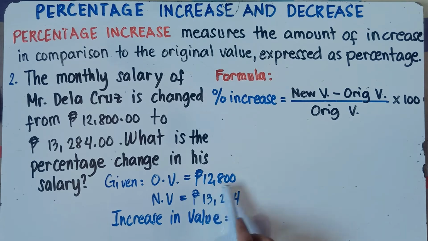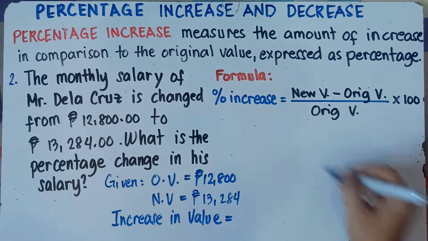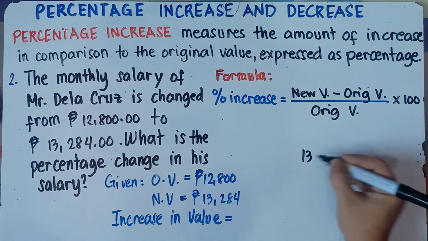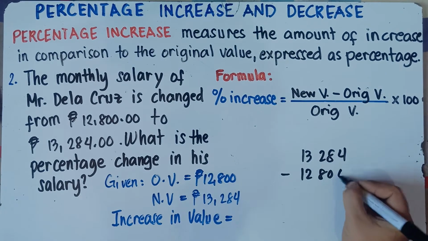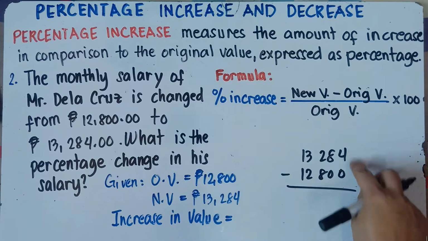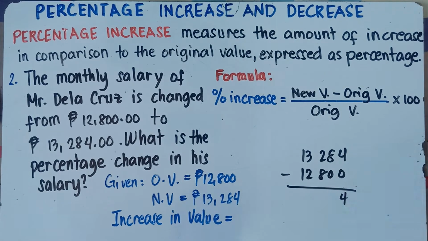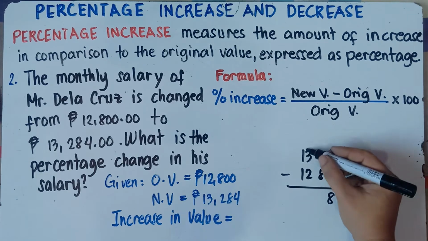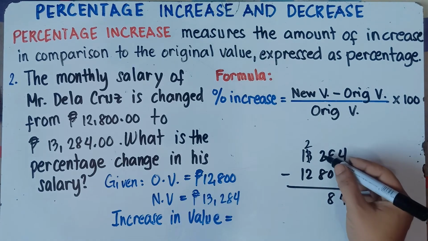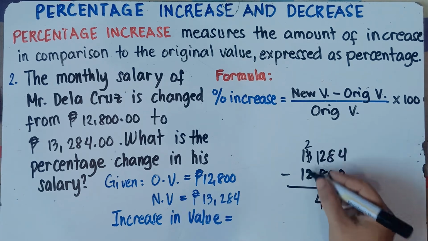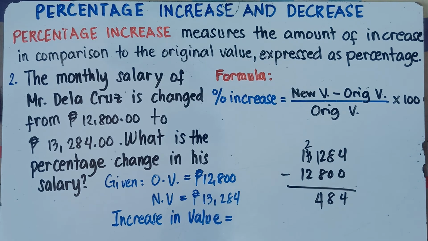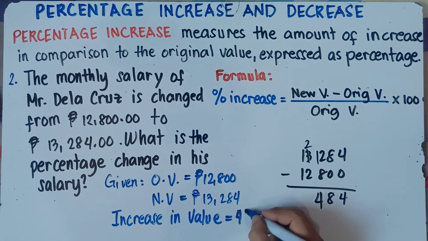That's correct. Just simply subtract this one. 13,284 minus 12,800. Let's do it manually. 284 minus 12,800. So 4 minus 0, that's 4. Bring down 4. 8 minus 0, that's 8. 2 minus 8, that cannot be. Borrow 1, this becomes 2. This becomes 12. 12 minus 8, that's 4. 2 minus 2 is 0. 1 minus 1 is 0. So that would be 484. So that's the increase in value, plus 484.